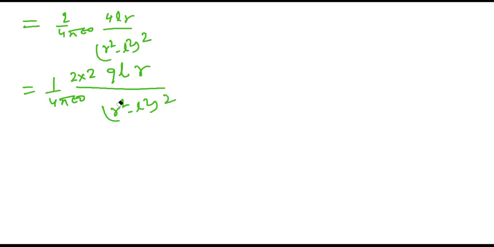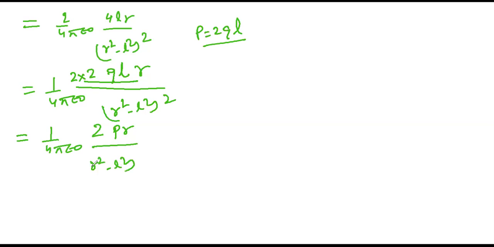So what you can do? This value of 2qL is p. So here you can write p, 1 by 4 pi epsilon naught, 2 will be as it is, pr. Have you followed it? Yes. No confusion? Now this r will be far greater than 2L, so this term will be negligible. You can neglect it.